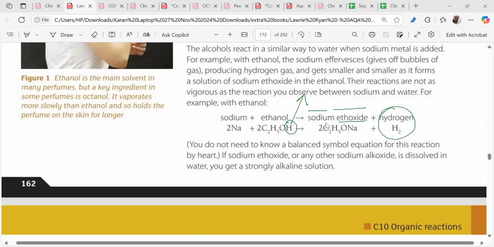Now, next important thing, when we talk about this, this reaction will be very vigorous, and it will be giving you alkoxide. Please note down this part.